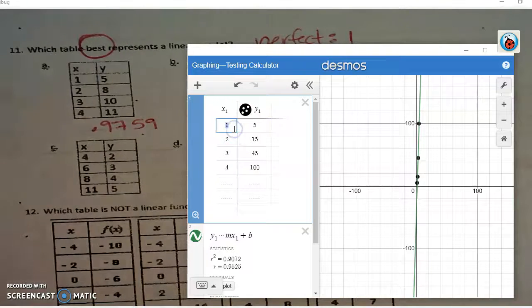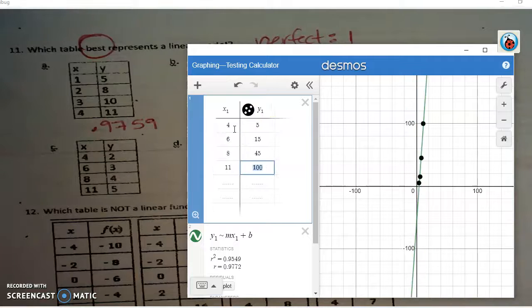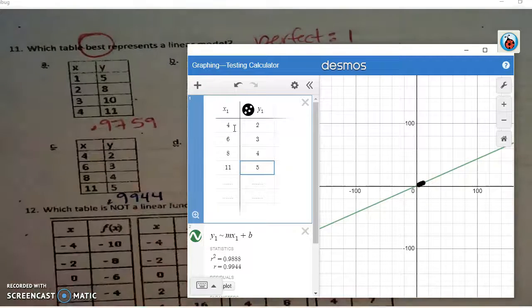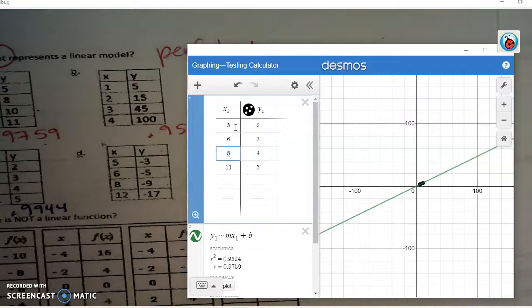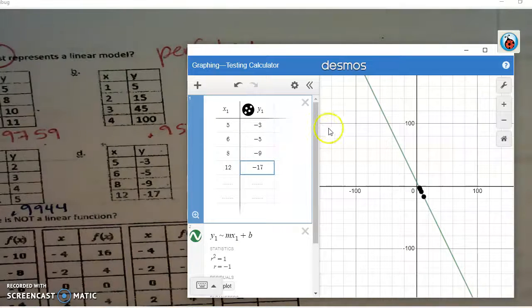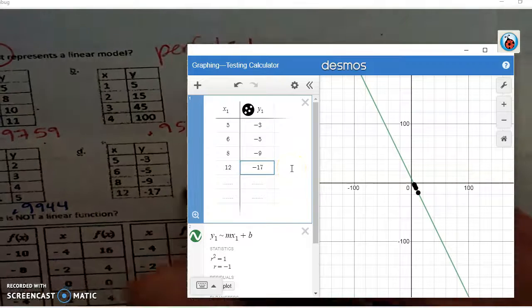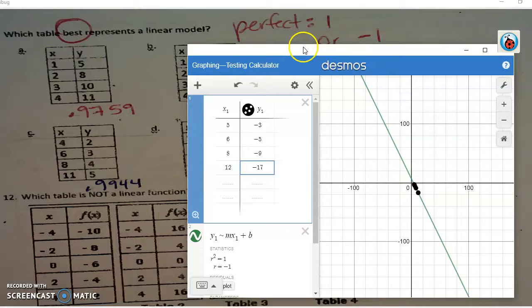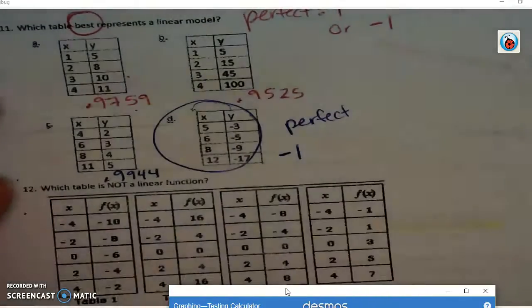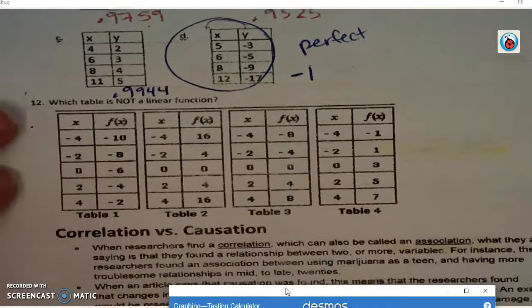If I put in answer choice C, 4, 6, 8, 11, 2, 3, 4, and 5, the R value is 0.9944. And if I put in answer choice D, 5, 6, 8, and 12, -3, -5, -9, -17, the R value is -1. So it was asking which one best represents a linear model. That would be D, because this one is perfect. It's perfect negative, but it doesn't matter if it's positive or negative. It still makes a straight line, which is linear.